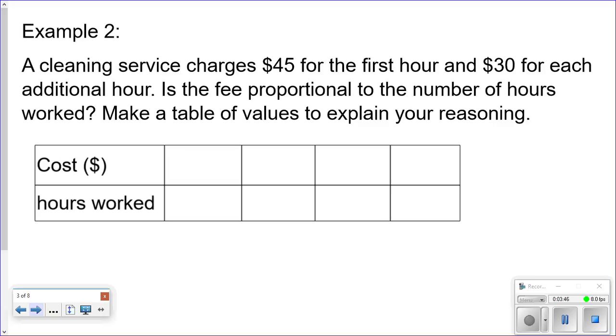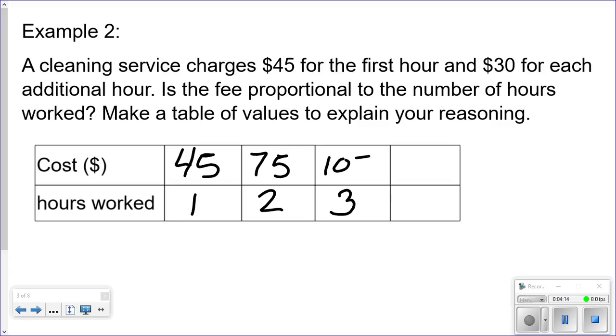Okay, so it does say that it is $45 for the first hour. So I'm going to put a 45 right here. Hours worked is a 1. However, it's $30 for each additional hour. So if this person was to work for 2 hours, you need to add 30 onto 45. 45 plus 30 gets you 75. For 3 hours, we need to add another 30 because it's an additional hour. You now have $105. For hour 4, you need to add 30 again, and that would get you $135.